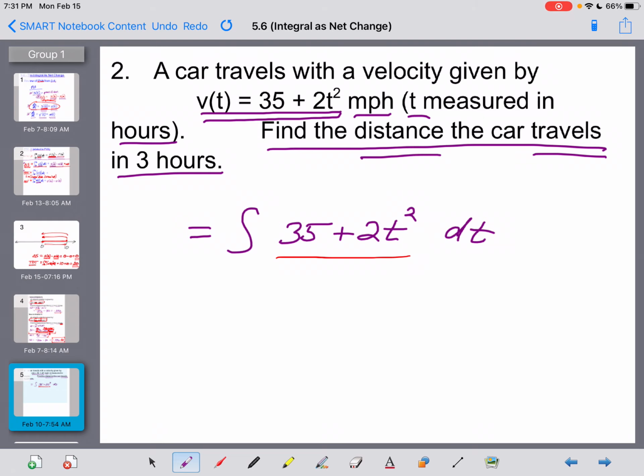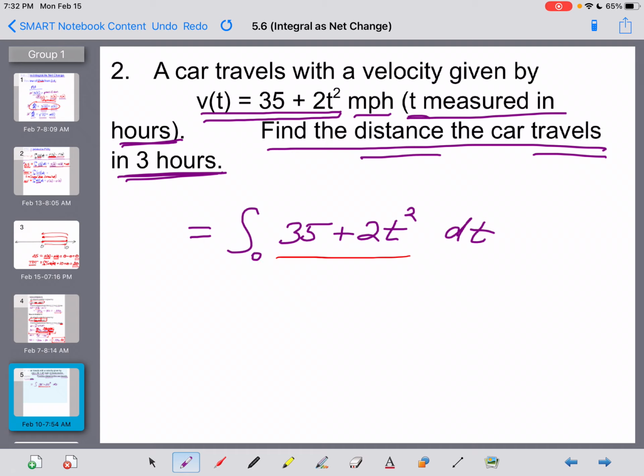Okay, what else is going on here then? So our integrand, t is measured in hours, and then we want the distance the car travels here in 3 hours. So without any different directions to steer us in another direction, we're going to say starting at 0 hours and ending at 3. That is not what I wanted. Sorry about that.